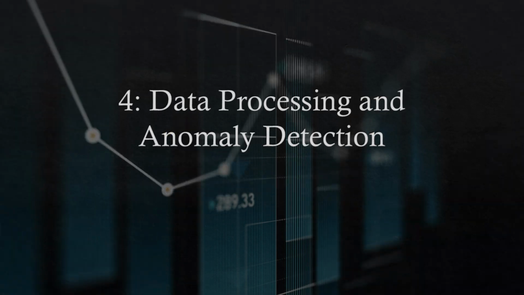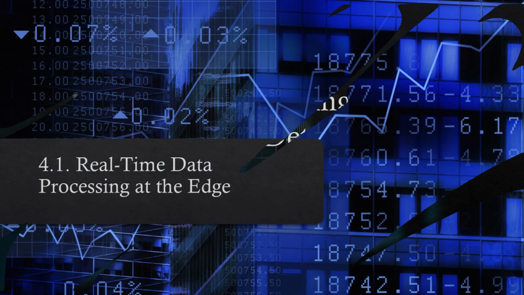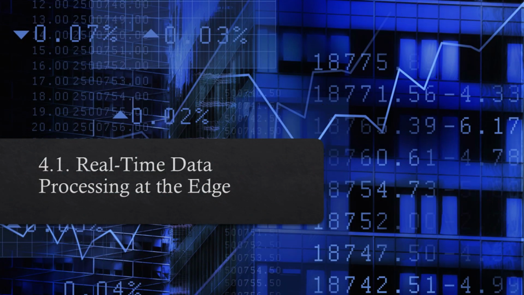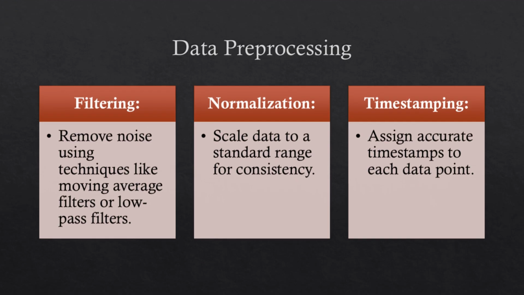Next, we'll explore how our system processes data in real time at the edge and how we implement anomaly detection to ensure the reliability and efficiency of industrial operations. Effective data processing and timely anomaly detection are crucial for proactive maintenance and avoiding unexpected downtime. At the edge, data preprocessing is the first step to prepare raw sensor data for analysis and transmission.